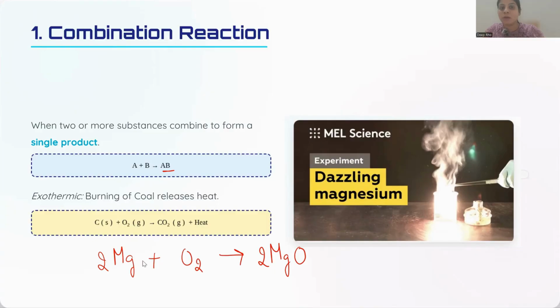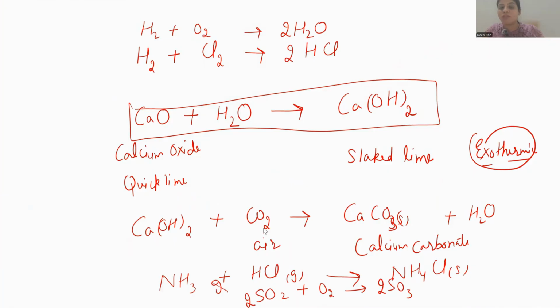Magnesium ribbon burnt in the presence of oxygen forms magnesium oxide along with the formation of heat. Let's do more examples of combination reaction. Hydrogen combining with oxygen to give water. Hydrogen gas combining with chlorine gas to give hydrochloric acid, or hydrogen chloride gas. So next is a very important reaction.